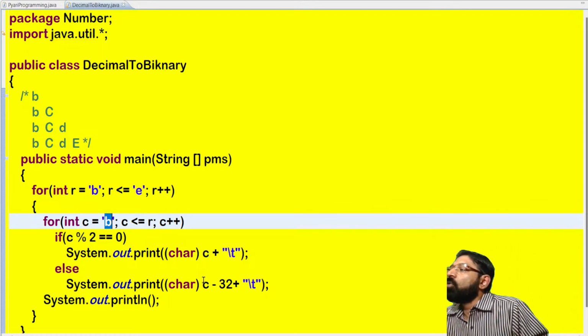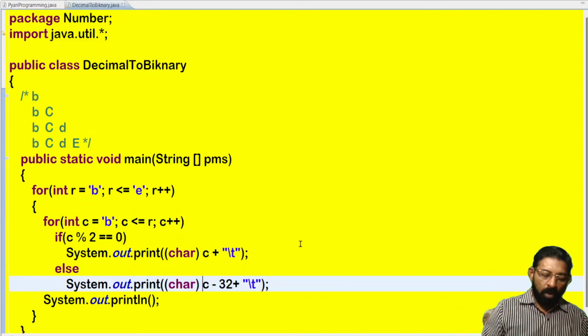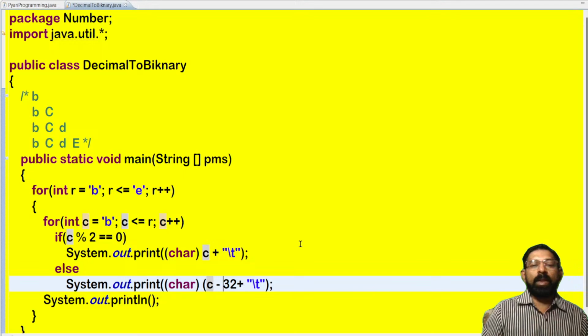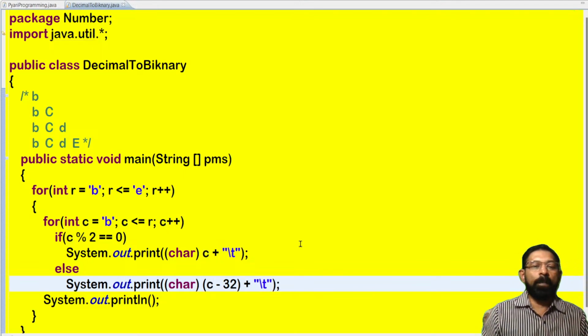Let me see how you have given the parentheses. Yes, good Rajesh. Parentheses are required. In the morning I said parentheses are required over here. I will show you what will happen if I don't give the parentheses.